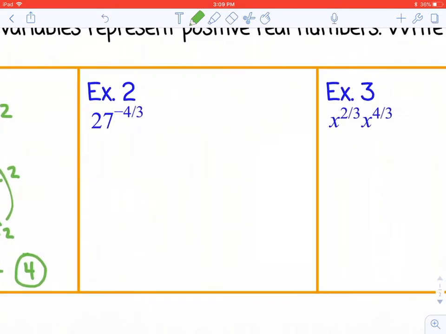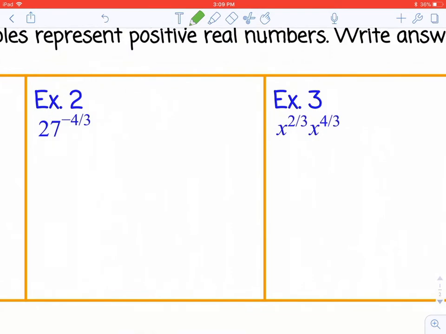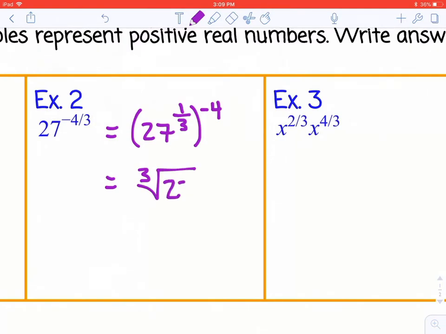Let's look at example 2. We have 27 to the negative 4/3 power. So first let's rewrite it as 27 to the 1/3 power, and then scoot that negative 4 to the outside. And that helps because the cube root of 27 comes out evenly.